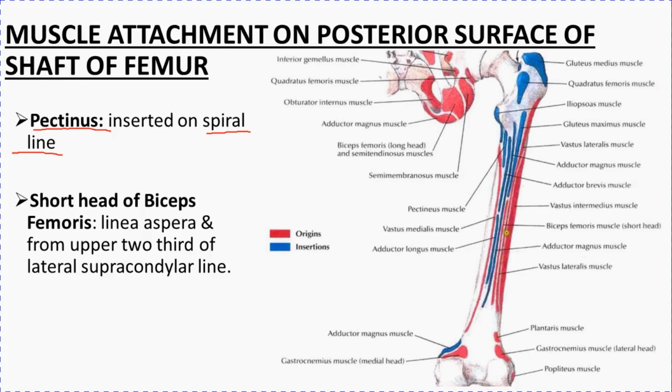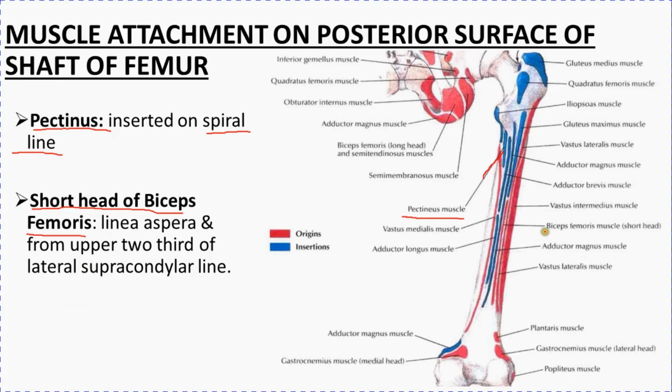The linea aspera diverges into a medial lip and a lateral lip. Remember? The medial lip continues into the spiral line. This is the pectineus muscle. You can see over here, this is the pectineus muscle and it is attached on the spiral line of the femur. The short head of biceps femoris muscle arises from the linea aspera and from the upper two-thirds of the lateral supracondylar line.